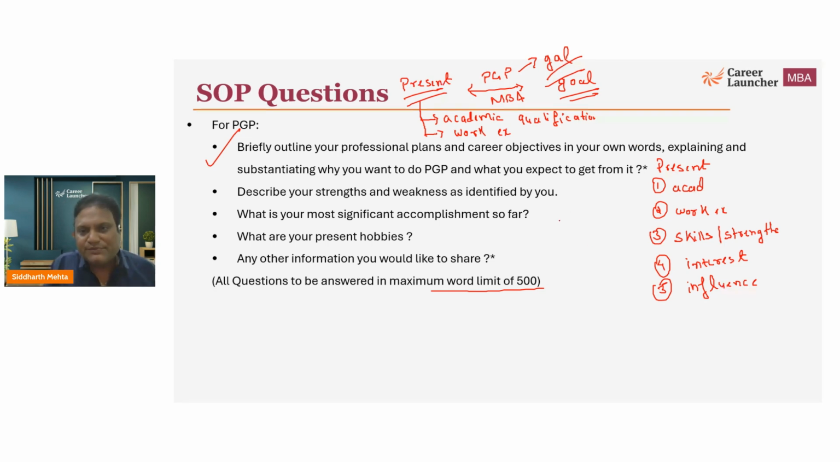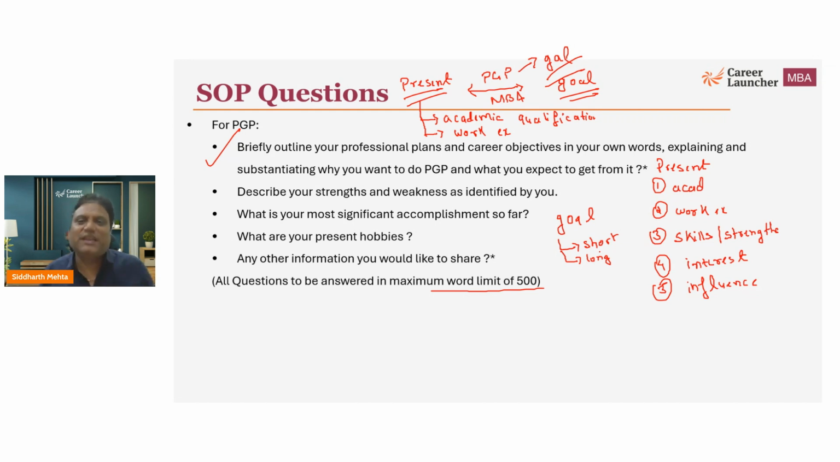Then the goal part. For most of the students this is slightly tricky, what to say as the goal. So think about it, short term goal and long term goal. Your short term goal is basically the goal that you want to reach in say 5 years' time. Long term is a bit more, 8 to 10 years' time. So think about it. It should align with your background or the present standing.